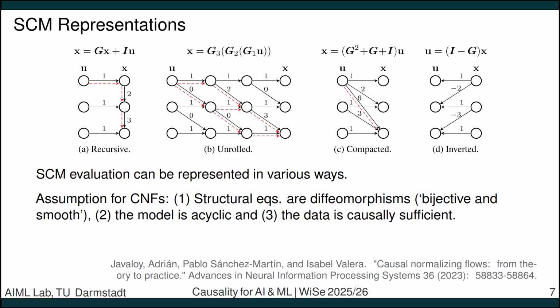So SEMs can be represented in various different ways. And the one we have mainly talked about before is the recursive representation, where variables each have a single structural equation. We feed a particular exogenous variable into it, and then also all of the parent values. And then we recursively, starting with the source nodes, iterate through the SEM and compute all the variables one by one.